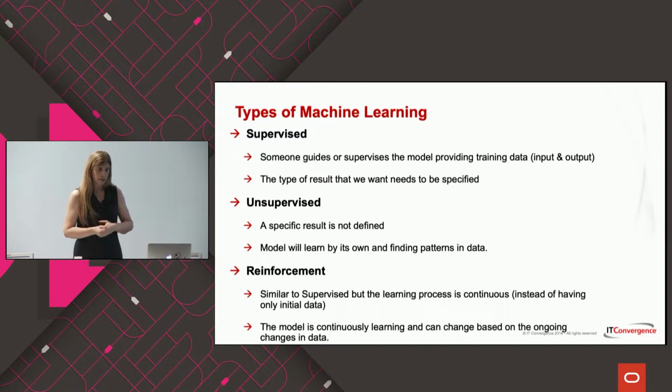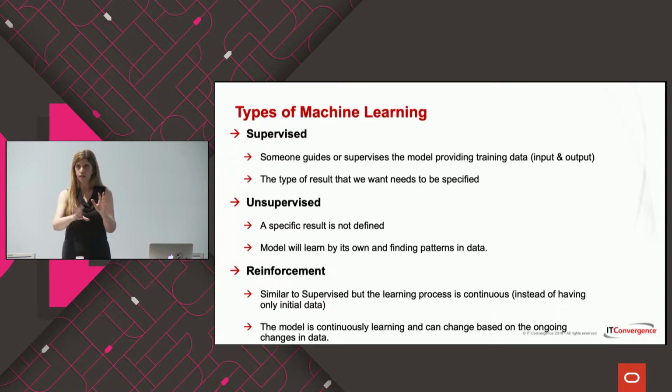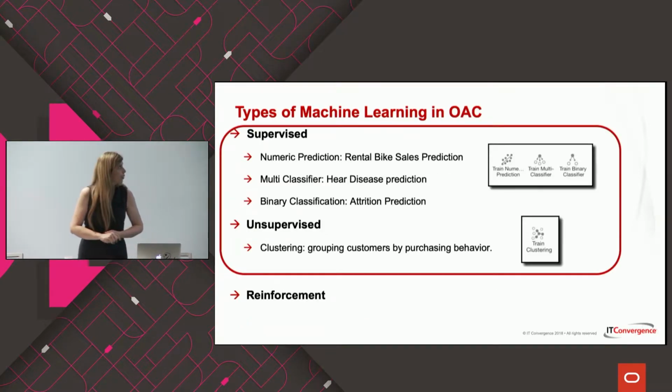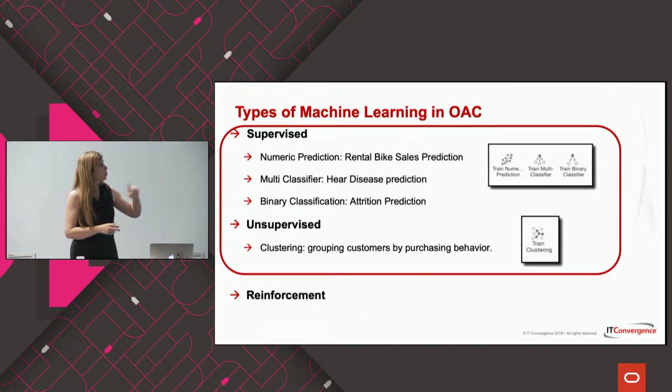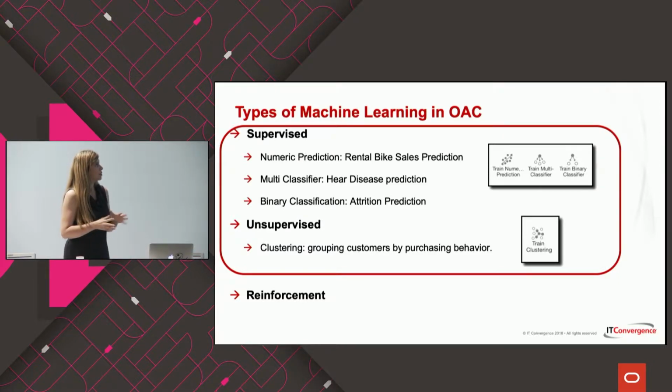Reinforcement is like the supervised one, but it's a continuous process. The model is continually learning and can change the algorithm based on changes in the data. It's not only one initial data set and that's it. In OAC, we have the possibility to work with the first two types of machine learning, supervised and unsupervised. With supervised, we have three types: numeric prediction, multi-classifier, and binary classification.